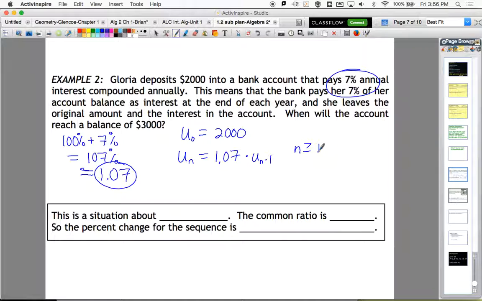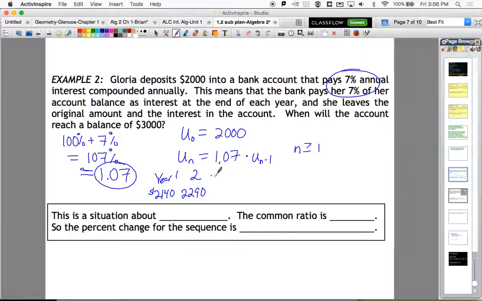Okay, so now let's go ahead and figure out how long does it take before we get to $3,000. Okay, so if we go ahead and punch in $2,000 as our original amount, after 1 year, we get up to $2,140. So year 1, $2,140. And then in year 2 will be $2,289.80.